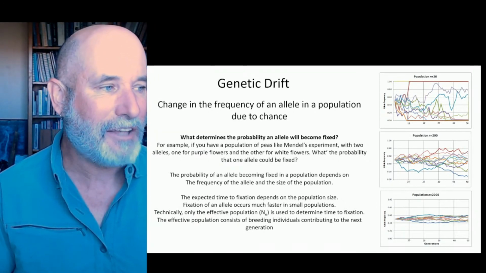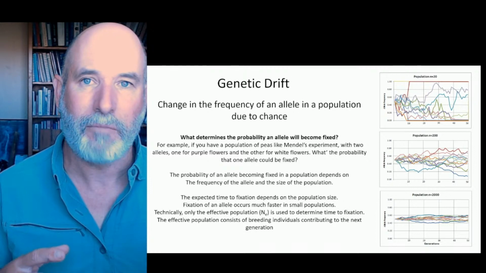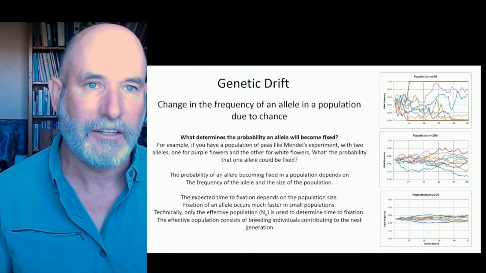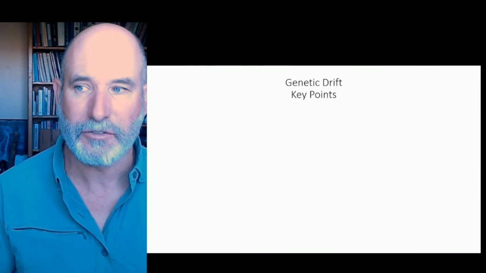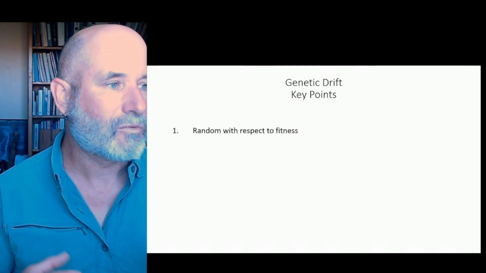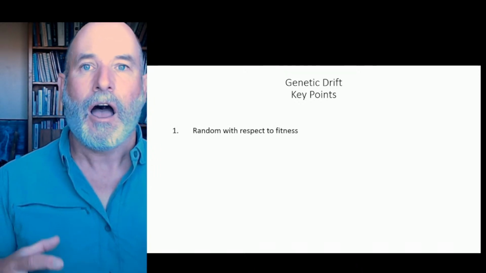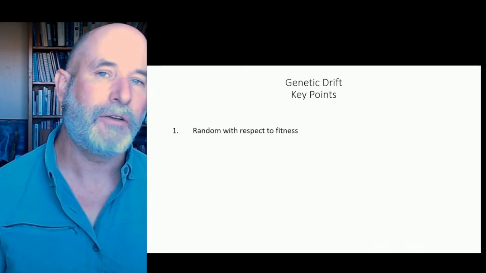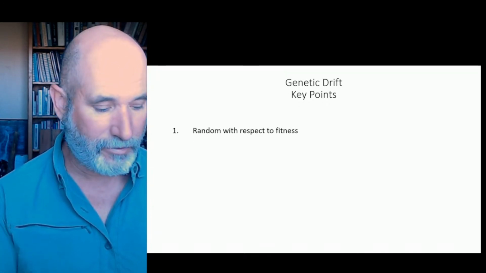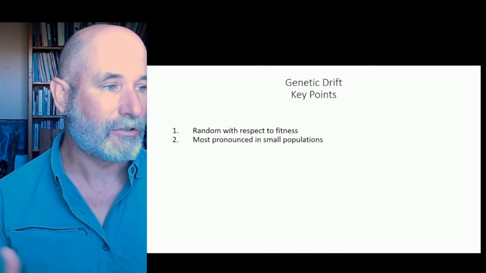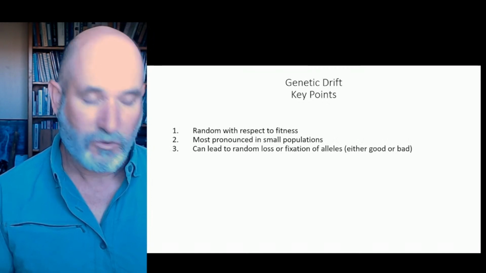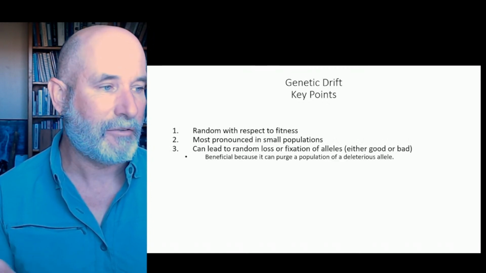Okay, so basically, like I said, as the population becomes smaller and smaller, you are more likely to lose genetic variability through genetic drift. The important point here is that it's random with respect to fitness. These alleles could be fixed regardless of whether they're beneficial, detrimental, or neutral. In small populations this is most pronounced. It doesn't matter if they're good or bad, they can be fixed.